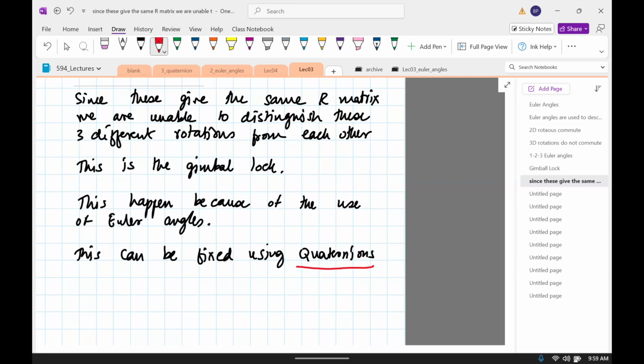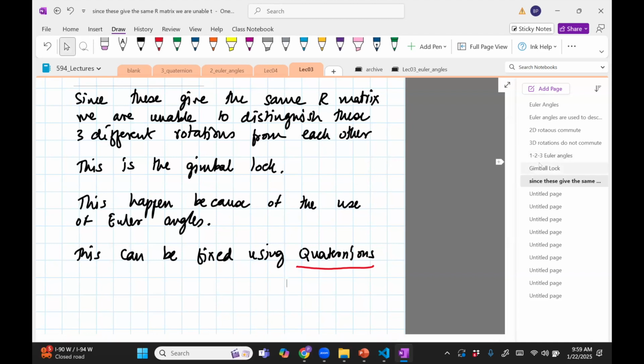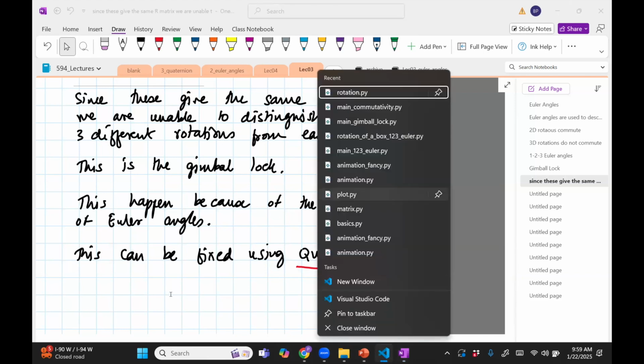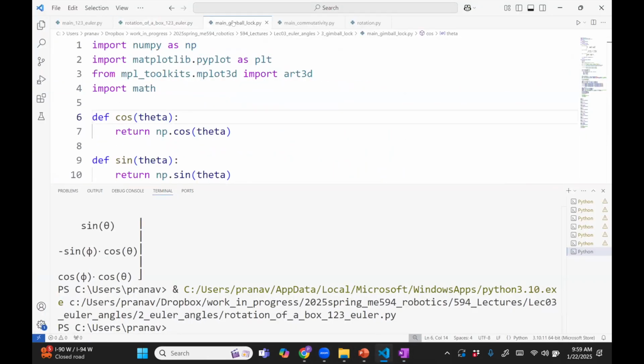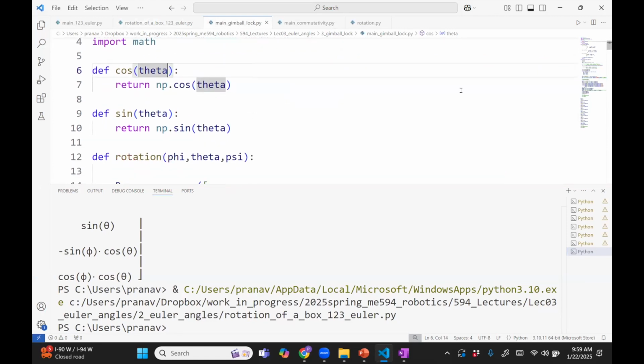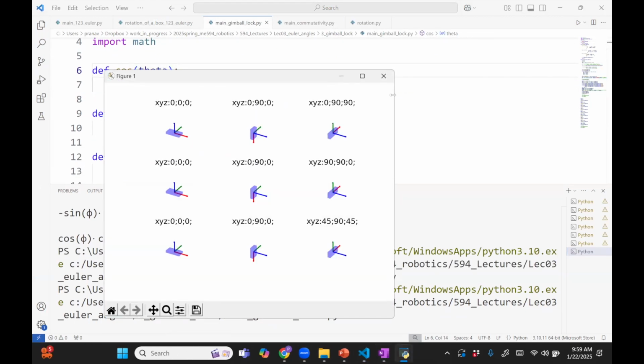I'll show you some code which will show you this loss of representation. The same example I showed you, the gimbal lock with just that block, how it loses the ability to show certain configurations. So here is another code I wrote. Okay, gimbal lock. I'll run this. It basically runs those 3 test cases, so you'll see 3 by 3.